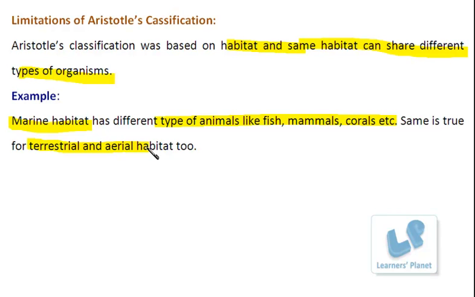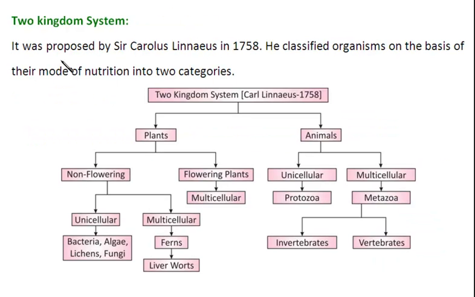So with such drawbacks, a new classification system was proposed, which is known as the two kingdom system. It was proposed by Carolus Linnaeus in 1758. He classified all living organisms on the basis of their mode of nutrition, and thus he was able to classify these organisms into two main categories, the plants and the animals. In short, there are two types of nutrition, autotrophic and heterotrophic.